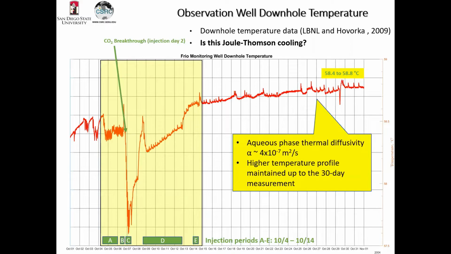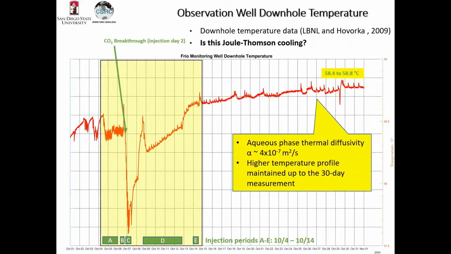Yes, sir. What was the radius of the plume from the wellbore? The radius, so at day 2, it's 30 meters away. So this is the observation well. It broke through, so it reached 30 meters after day 2. Yeah, because this is data from the observation well.